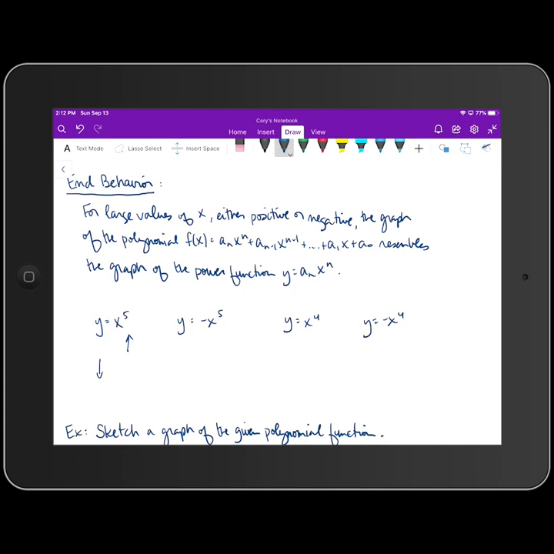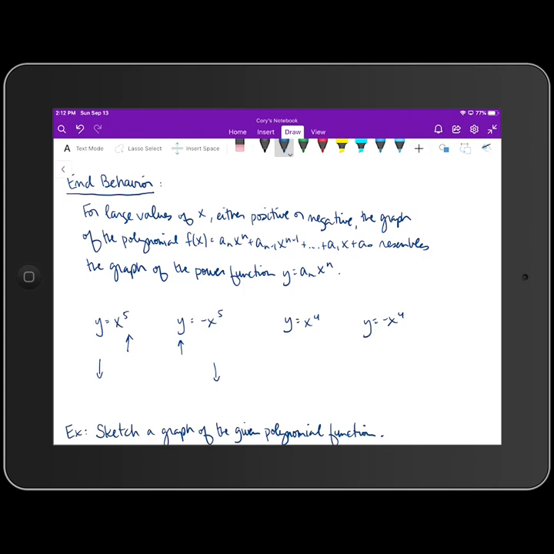The next one is the end behavior of the opposite of an odd function. So y equals negative x to the 5th power. That will be the end behavior of x to the 5th, but we're just reflecting that graph across the x-axis. So when I reflect the end behavior across the x-axis, that's going to go up and to the left and down and to the right.